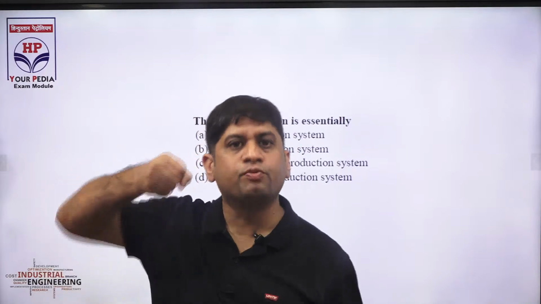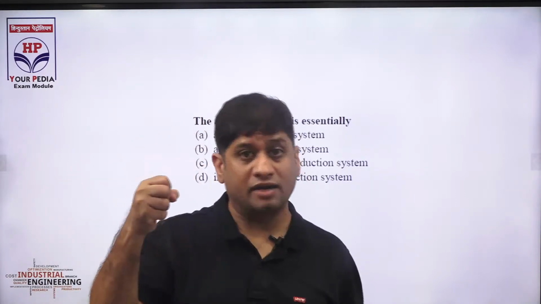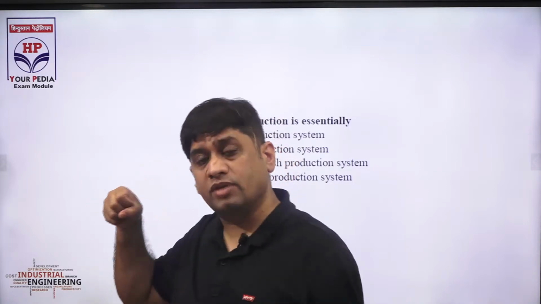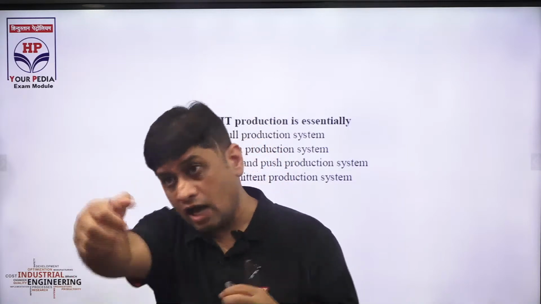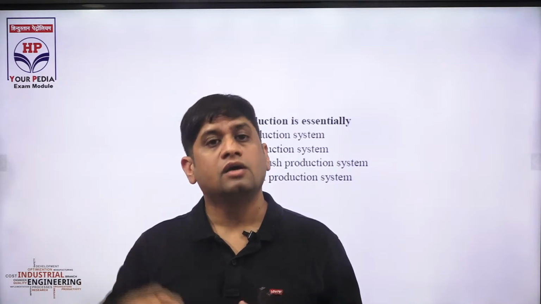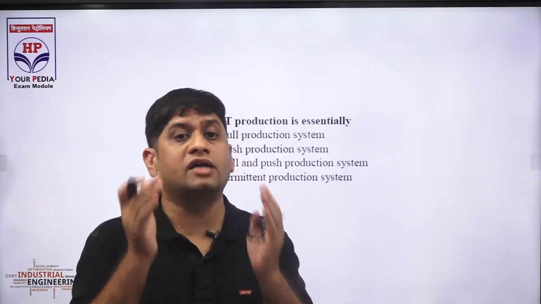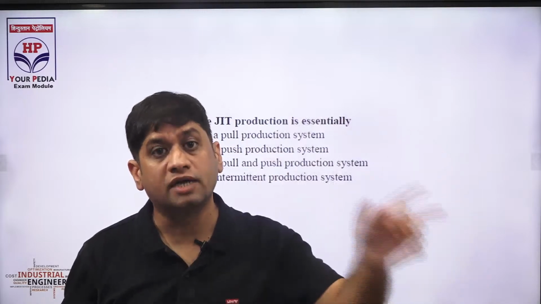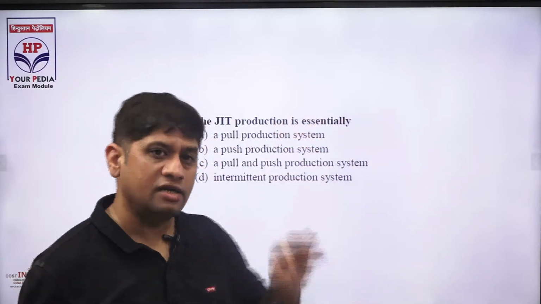When the customer is pulling, pulling means I want it. I'm a customer, you're a manufacturer. I'm pulling something, that means there is a need, I want it. So the customer will have a demand and you will produce. That is called pull system. And just in time works on that.